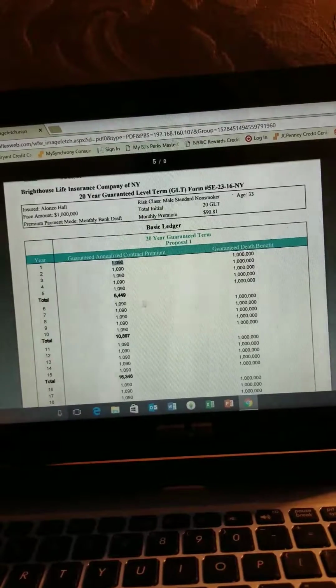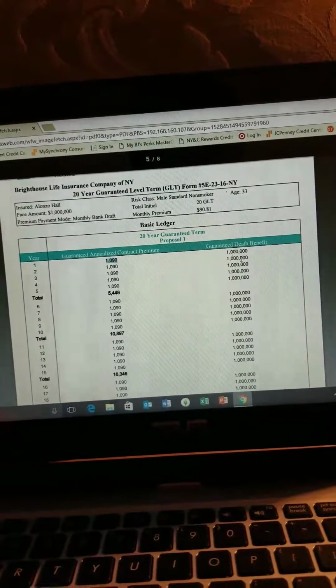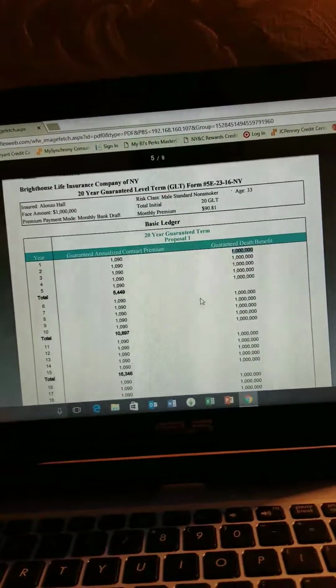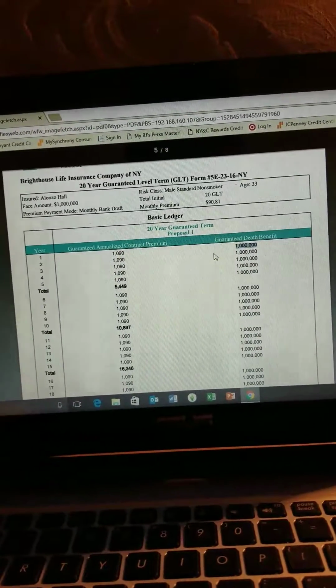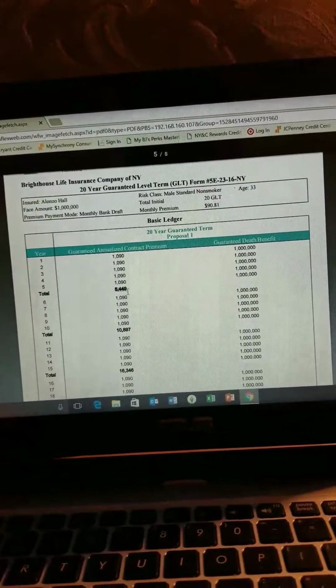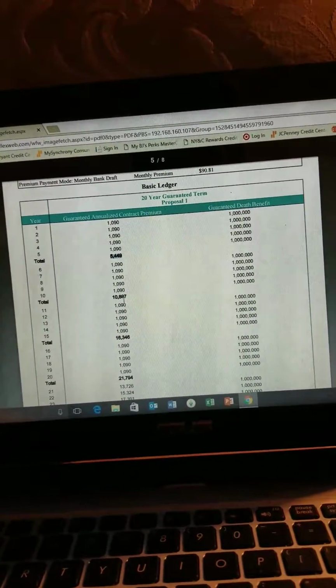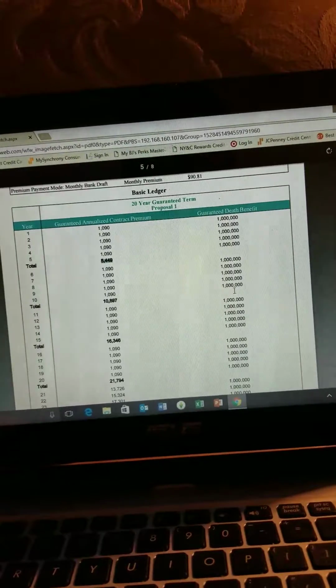You give me basically $1,100, and in the event that the event happens, your death, I'm going to give you or your family $1 million. Over the course of the first 5 years, you spent $5,500. I'm going to give you $1 million. Over 10 years, you spent $11,000. I'm going to give you $1 million.